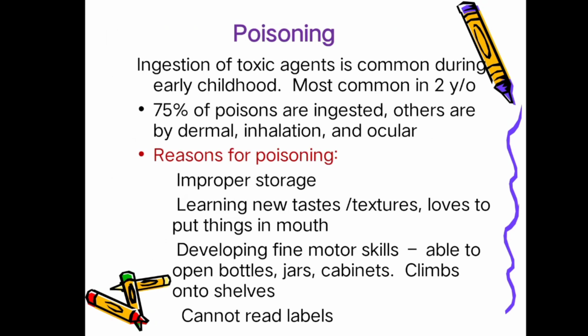Next is poisoning. Poisoning is one of the major causes of infant and child morbidity and mortality. Why we have to consider poisoning is because, as a caregiver, we have to ensure that the baby is not touching any of the chemicals being used in the homes.